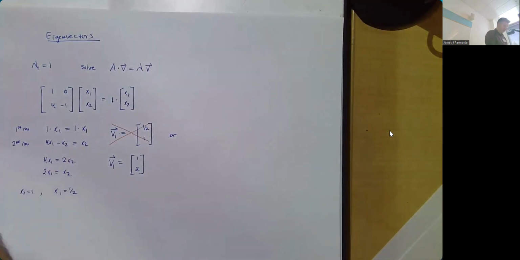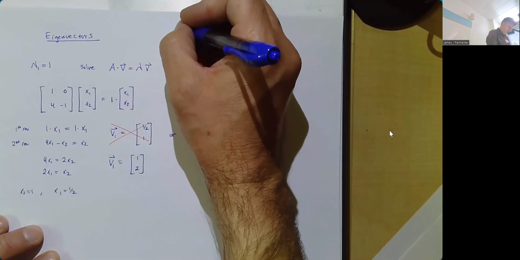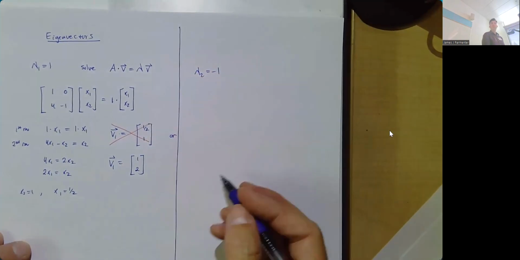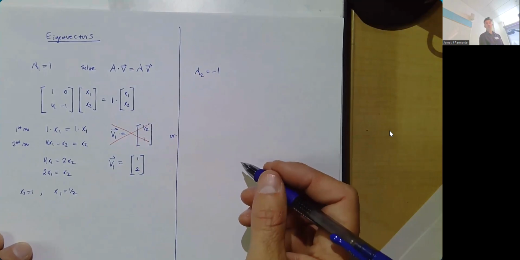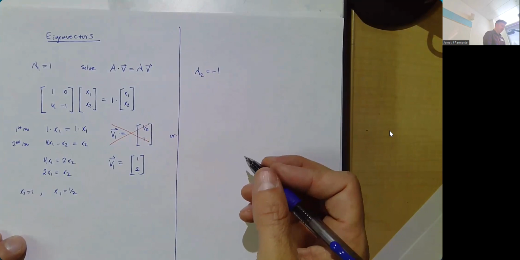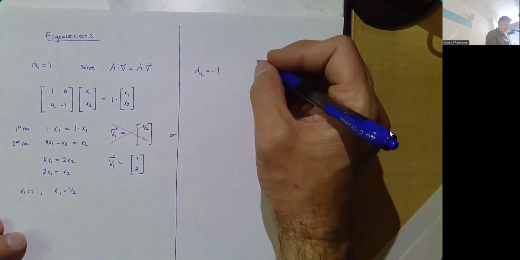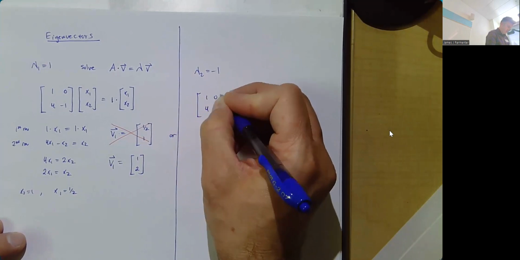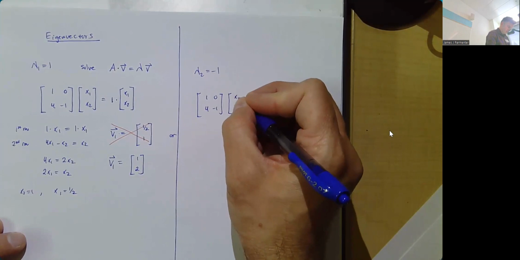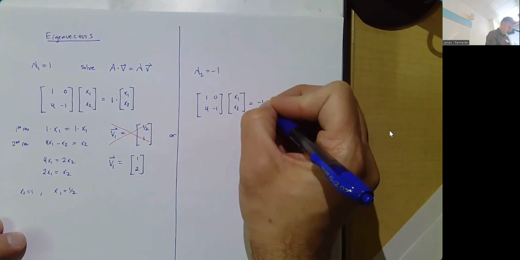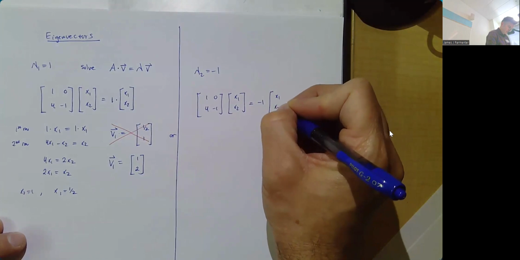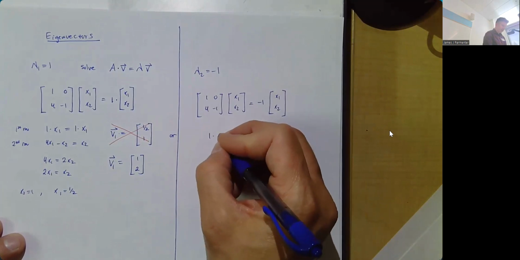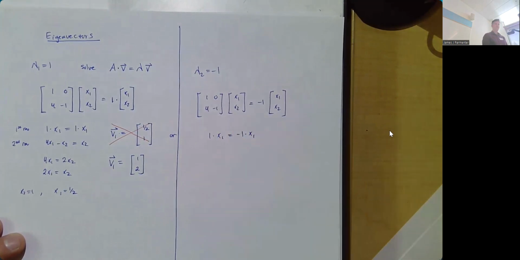And then to find our second eigenvector, we do the same kind of thing. So for lambda2 equal to -1, you could do it this way. I would encourage you to do it this way. This is my preference. In fact, I'm going to do it that way, and then I'll show you the other way because I think it's better. So I'm going to do now my matrix [1, 0; 4, -1] times [x1, x2] equal to -1 times [x1, x2]. And now looking at the first row, I get 1 times x1 equal to -1 times x1.